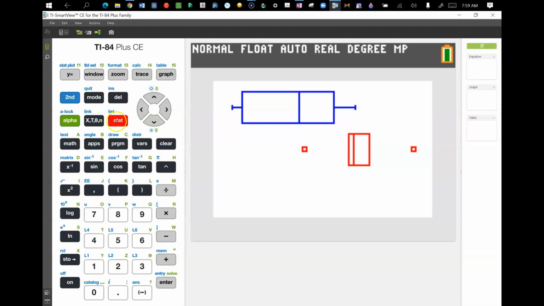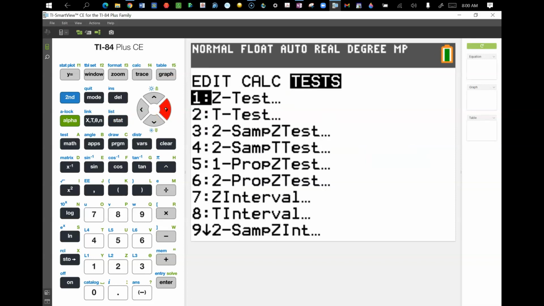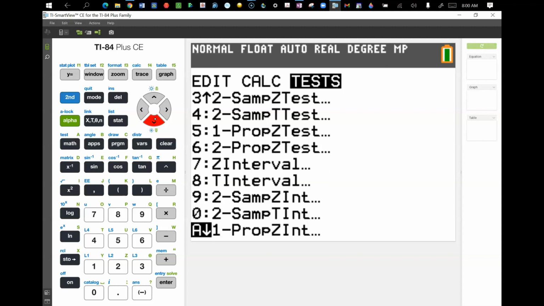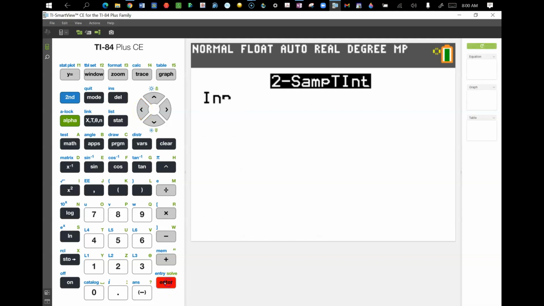So we've already got the data in there. Stat, go over to tests. Again, look for the test that makes sense. Down at the bottom, you'll see 2-SampZInt. If we go a little bit further down to number 10, I believe it is, we're going to see 2-SampTInt. That's the one we want. So we select that. We actually have data in our calculator, so we're going to select that.